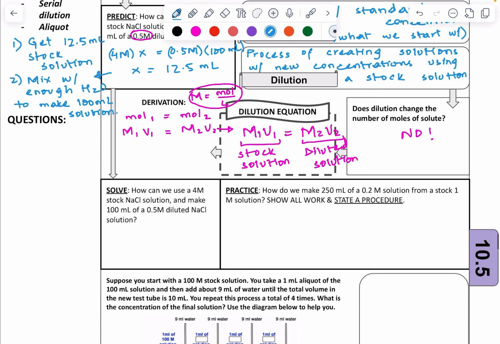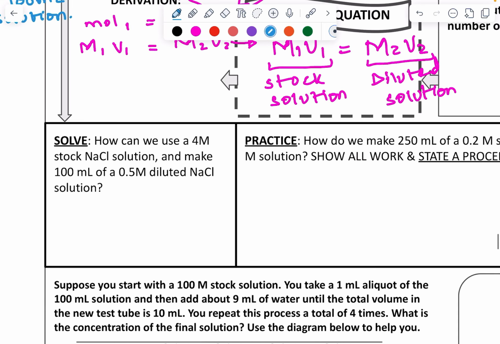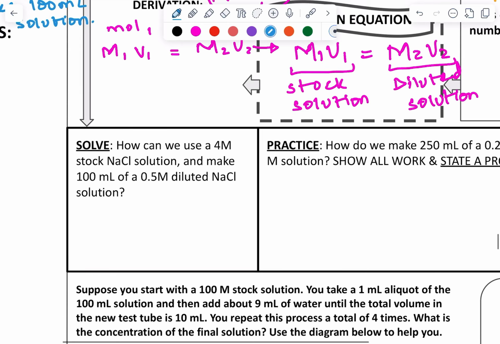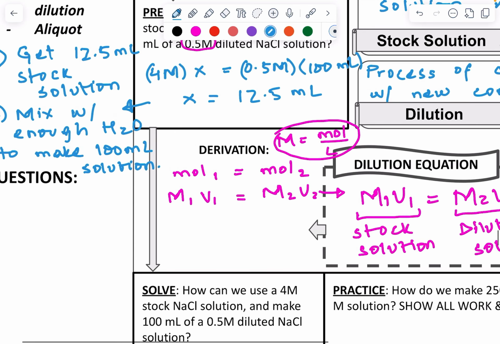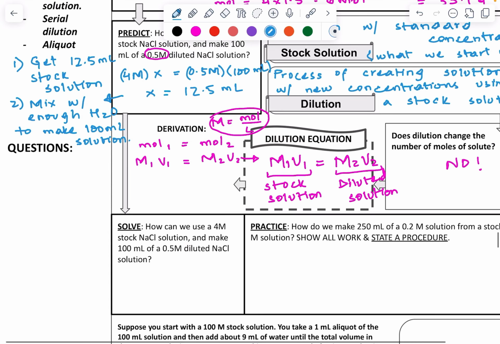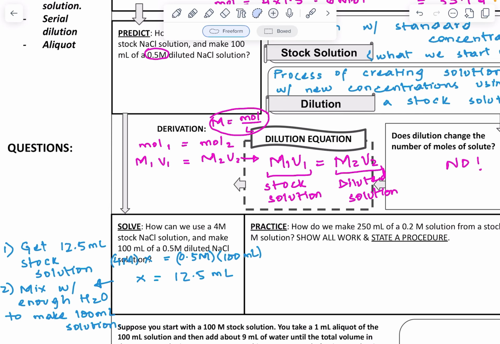So let's do some other problems. Over here you are asked, how can we use a 4 molar stock solution and make that 100 whey? This is the same question. It's okay if you answered this earlier, but I'm just going to go ahead and move this down. Totally okay, you do not have to rewrite this. Totally okay if you wrote this at the top.